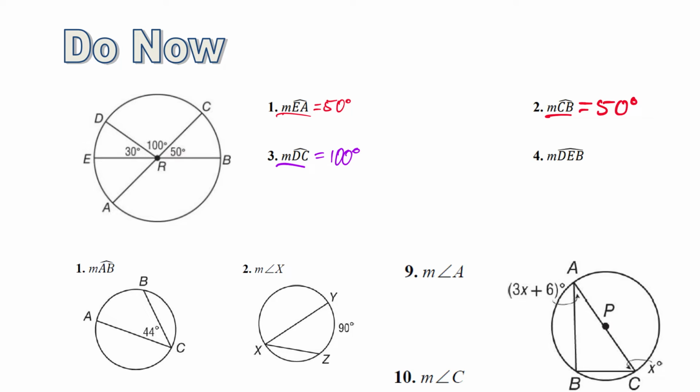Then on the last one with this group, arc DEB. From B around to E, how many degrees is that? 180. Plus another 30 is going to be what? It'll be 210. 180 plus 30 is 210.